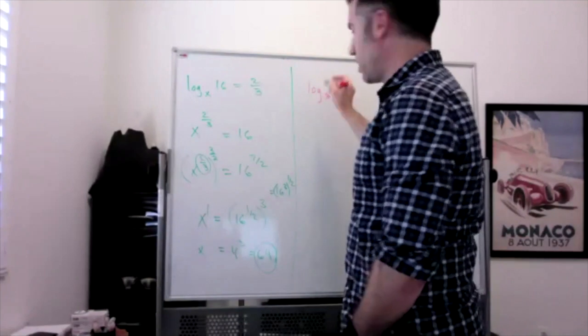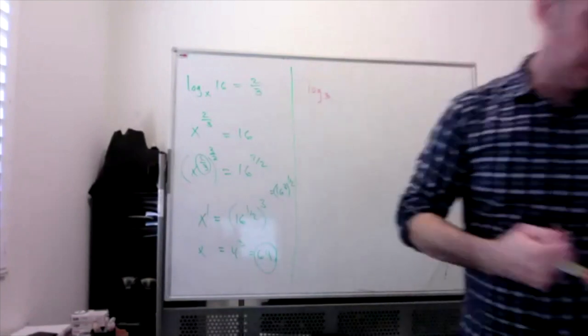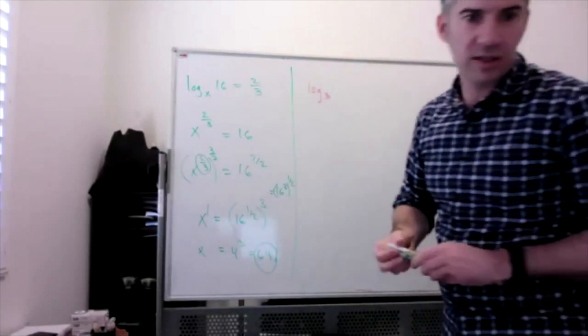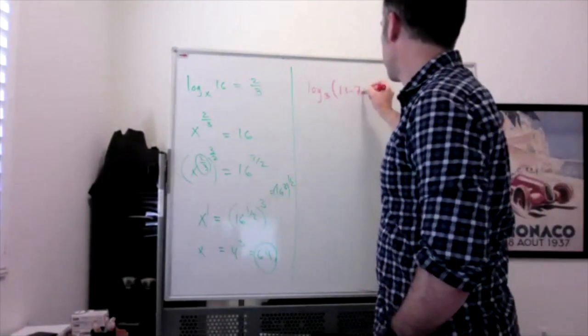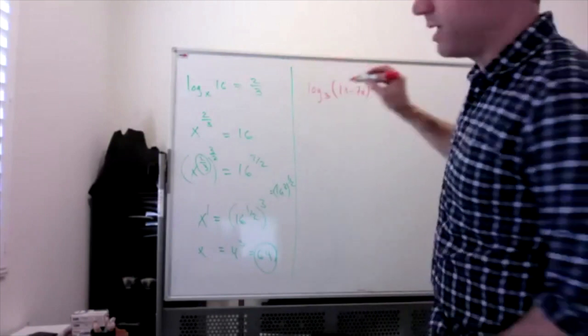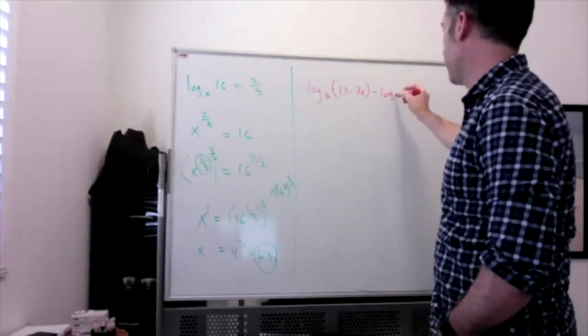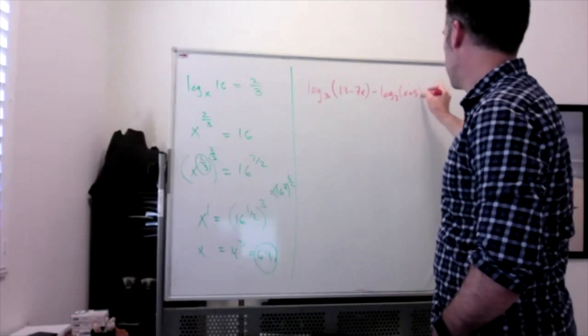Log base 3. This pen is trash. Sorry. Log base 3 of 13 minus 7x minus log base 3 of x plus 5 equal to 2.